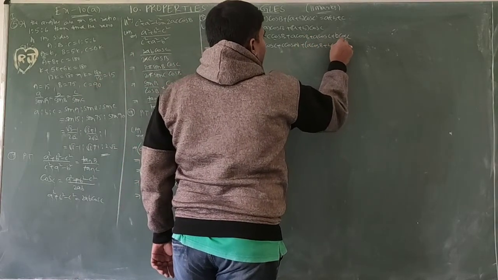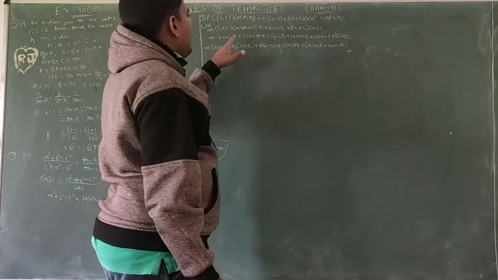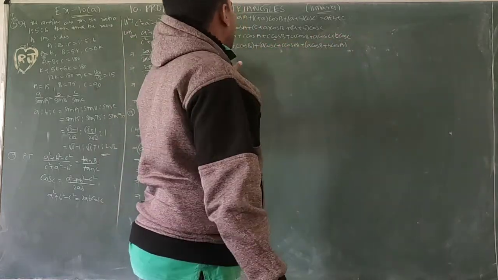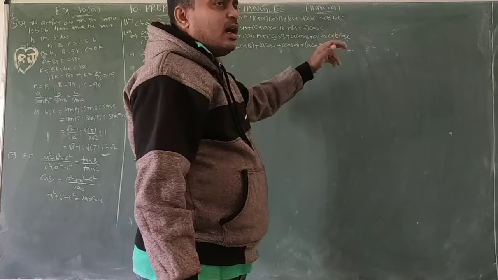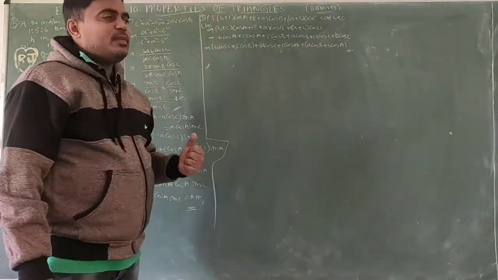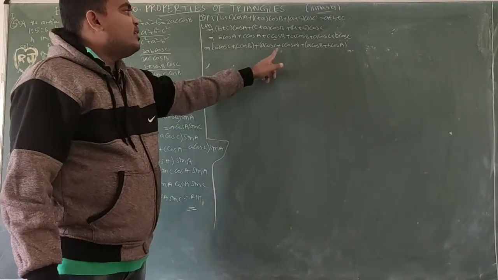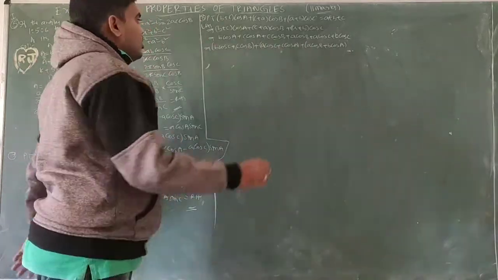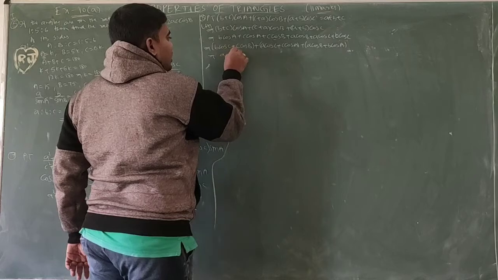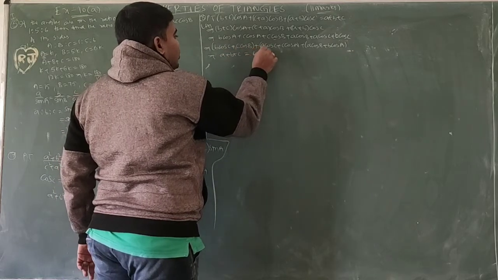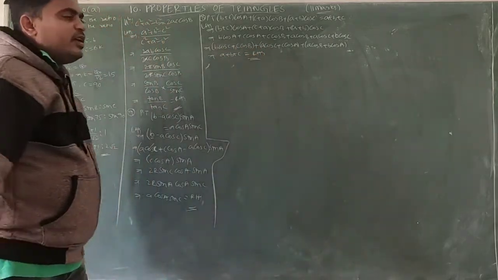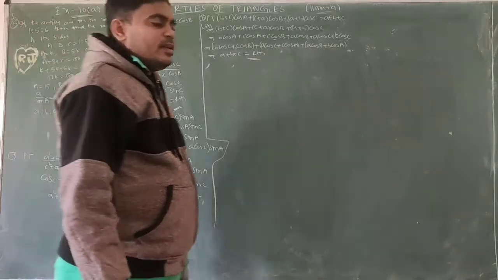So 1, 2, 3, 4, 5, 6. All are covered, but I want to write this combination. So according to the projection rule, this is equal to a, this is equal to b, this is equal to c. So a plus b plus c, this is equal to RHS. This is the required proof. Next.